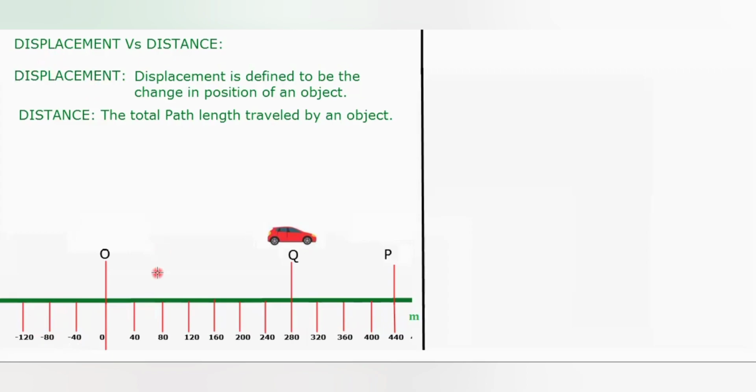And arbitrarily, here we are going to consider two positions. The position Q, that is in the positive x-axis direction. This Q is at a distance 280 meters from the origin. Same, the next position P, that is 440 meters from the origin O. Okay, so here we are going to consider two cases.